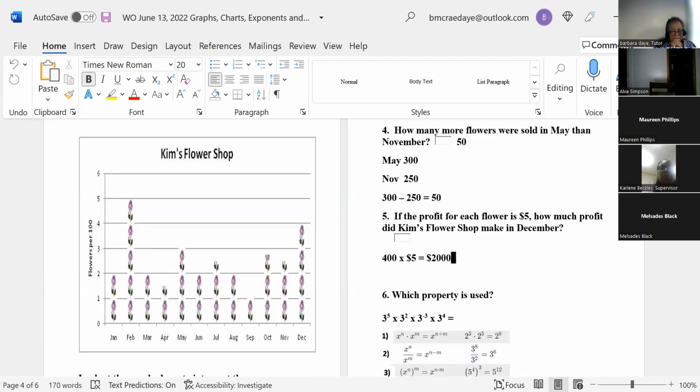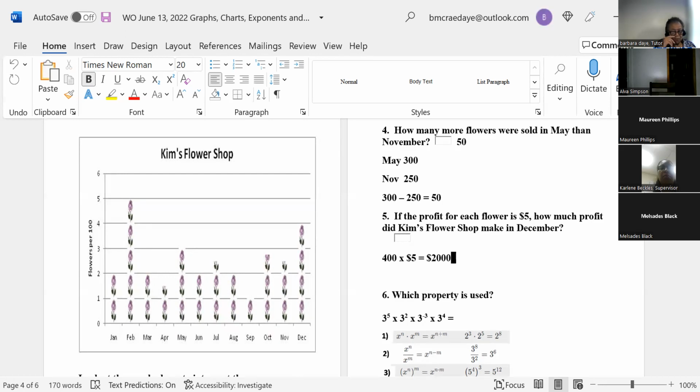Mercedes, read number 5 again. If the profit for each flower is $5, how much profit did Kim's Flower Shop make in December? Now, how many flowers were sold in December, Mercedes? In December, we have 400 flowers sold.